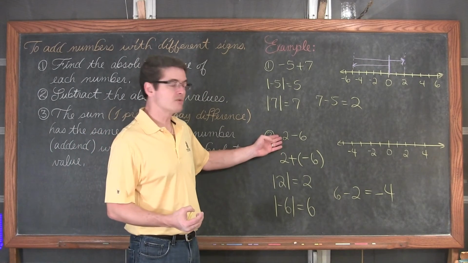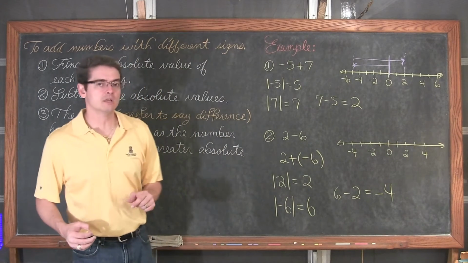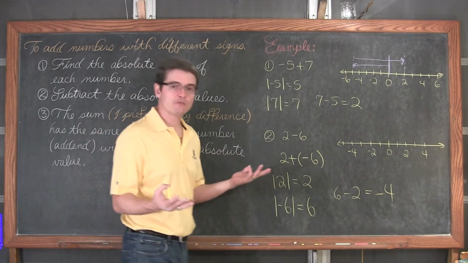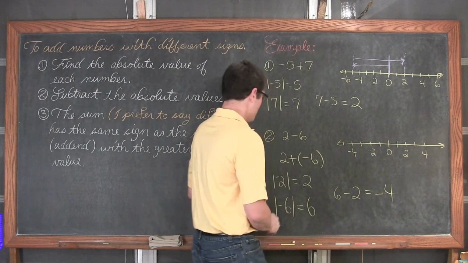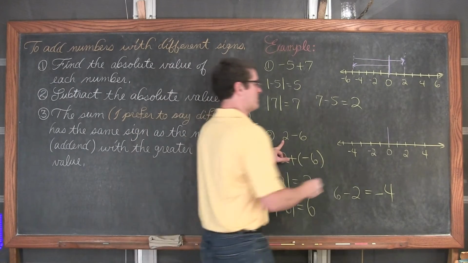Or, if you have $2 and you want to spend 6, then you're going to owe somebody $4, a negative value. Or visually on the number line, one more time, starting from 0, a positive 2, that's 2 movements to the right.